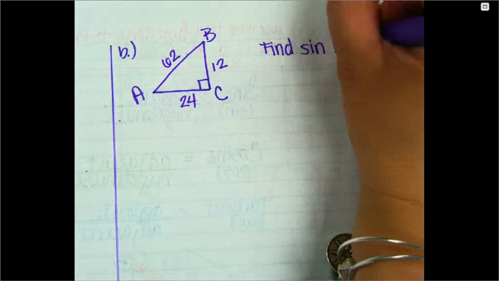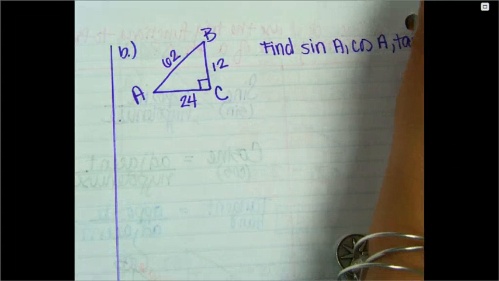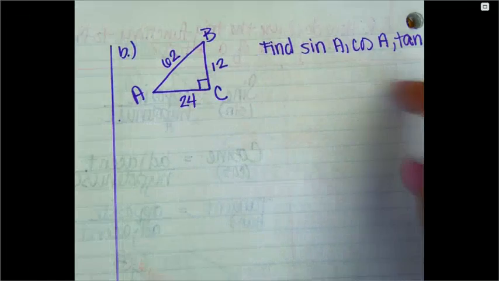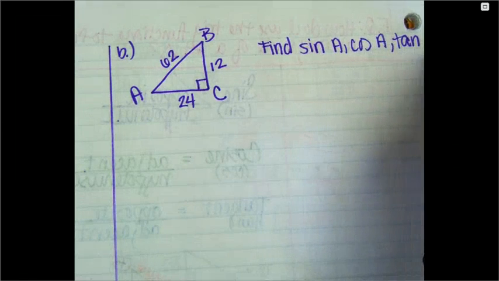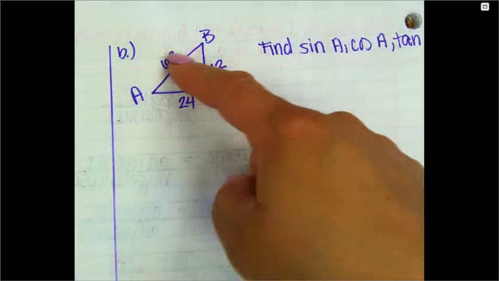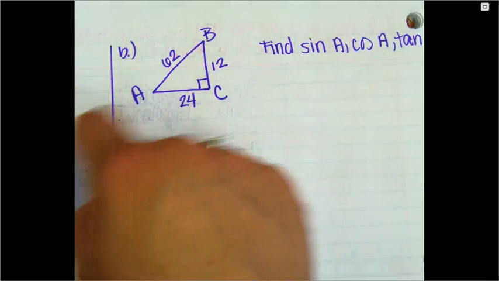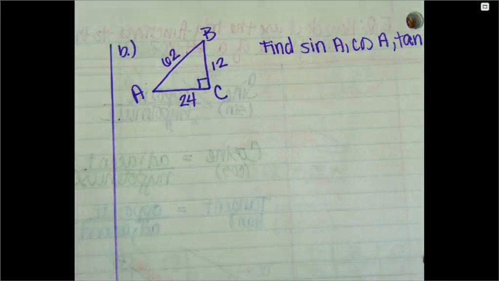I suggest if you have a colored pen or any color, when you go to label this, you're going to want to use a color, because I'm going to use the same problem again. So you're going to find sine of angle A, cosine of angle A, and tangent of angle A. You have 62, 12, and 24. I suggest the first thing is probably to label the triangle and circle the angle. So what angle do we have, and then go ahead and label.